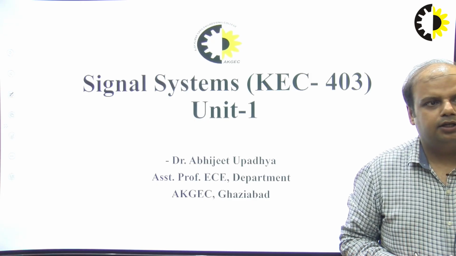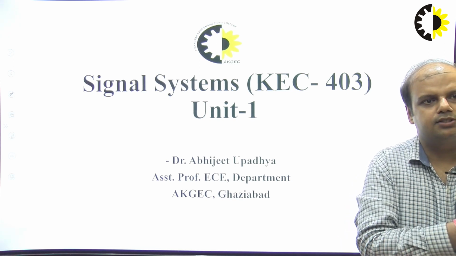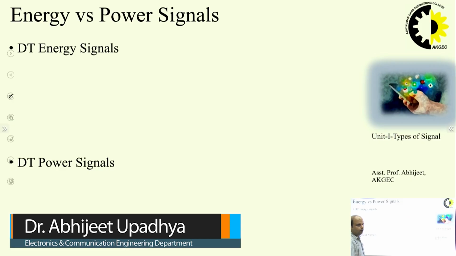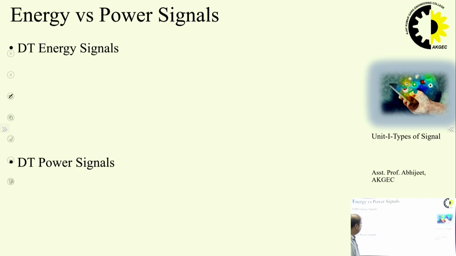Welcome to the lecture of subject Signals and Systems, KEC 403, and we will be discussing types of signals in this lecture. How is the formulation of discrete time energy and power signals done? So the energy content of a discrete time signal x of n: the integration that was done in continuous time will be replaced by summation in discrete time.